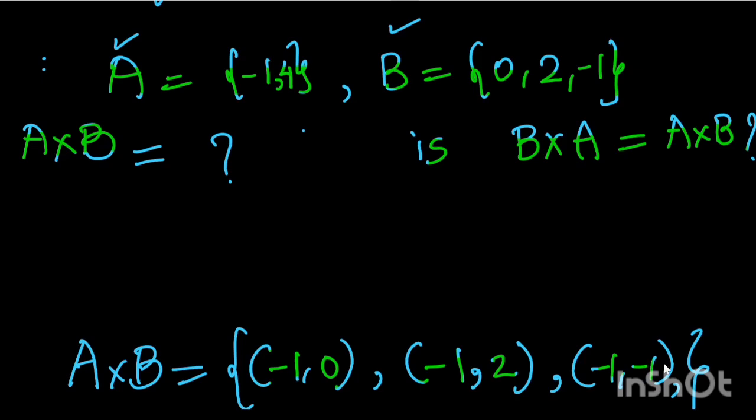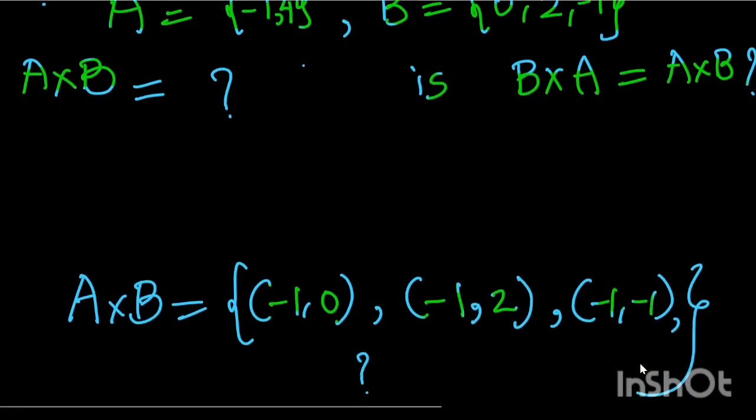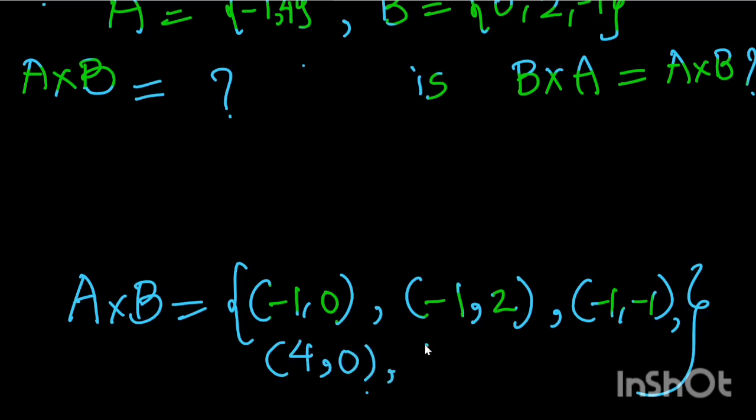Now after this, what will come next? Yes, it will be three more pairs containing the number 4 belonging to set A, then 0, then again 4, then what will come? 2, then again 4, -1. So these are the 6 elements of A cross B.